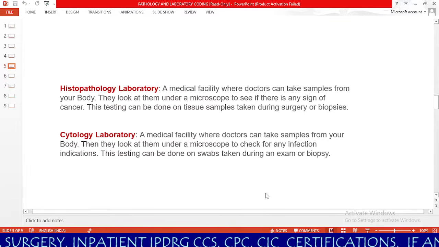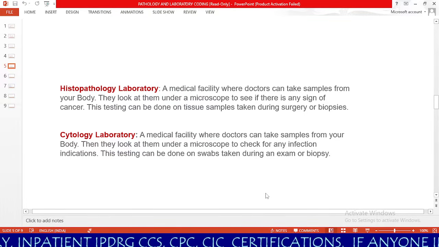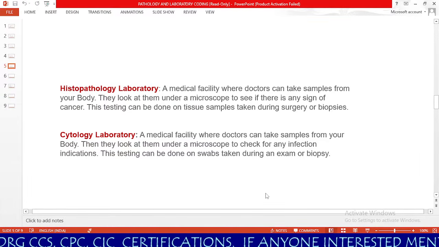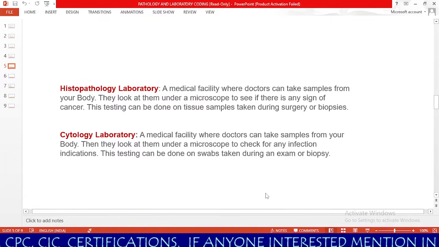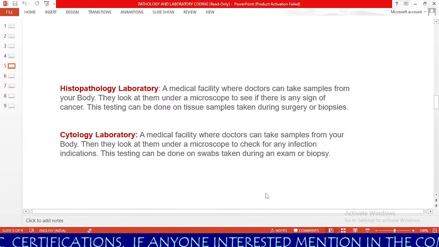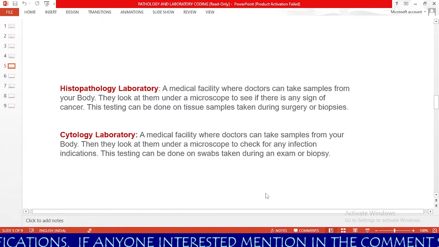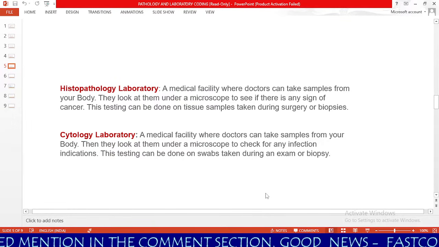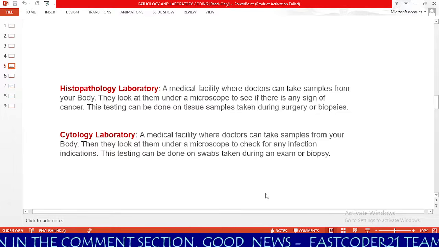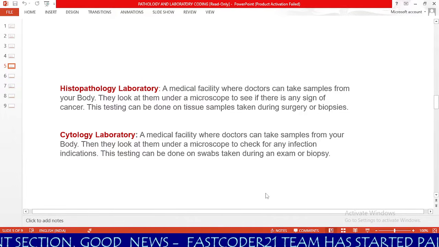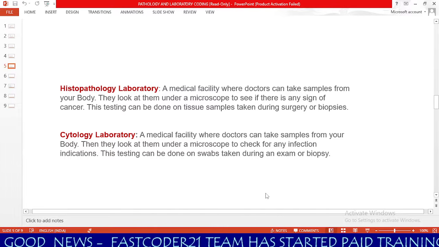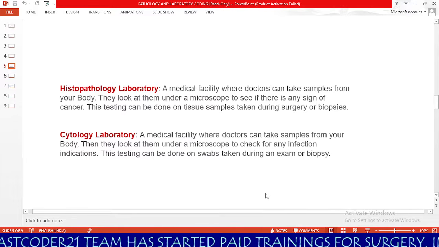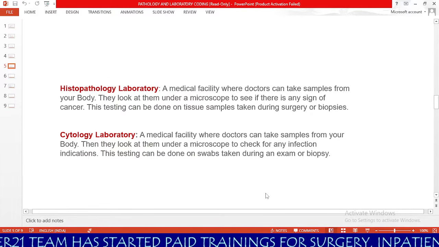A medical facility where doctors can take samples from your body. As we have learned previously, it is a laboratory setting. Here the physician will take the samples from your body and they will use a microscope and other types of instruments in order to find the cancer. The input for the histopathology laboratory is sometimes the physician may take samples during the surgery, or the physician may send biopsies to the pathology during surgery. So it is based on the requirement. For example, if we take Mohs surgery, as soon as the physician takes the sample, he will test the pathology.